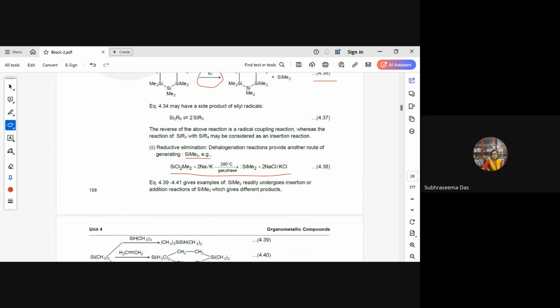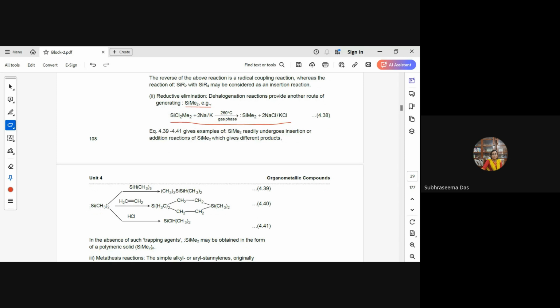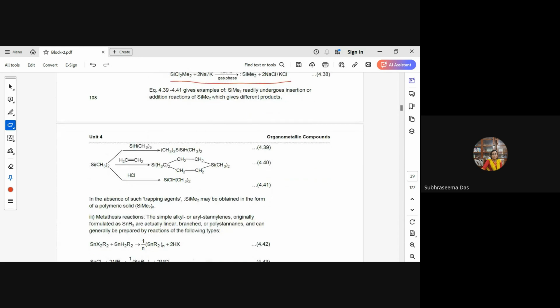So there are various methods. Pyrolysis is one common method, and then comes reductive elimination, which is represented in equation 4.38. Further, we can look into equations 4.39 to 4.41. These reactions undergo insertion reactions, or what we call addition reactions, and they give different types of products, as you can see here.